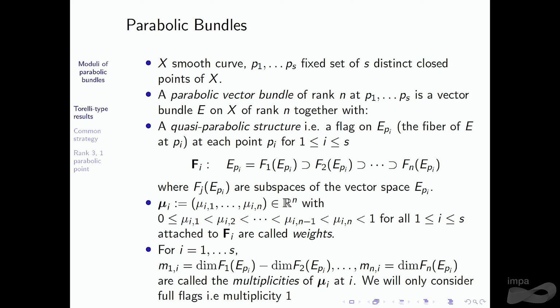So hopefully, so far, everything is good. People understand. I have a vector bundle, as usual, but now I have these parabolic points. I take the fiber at these points. I have a filtration by vector spaces. And to these vector spaces, I'm attaching weights. OK, so hopefully, this is comfortable in spite of there being some notation.